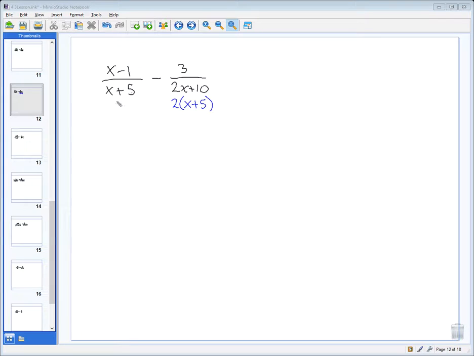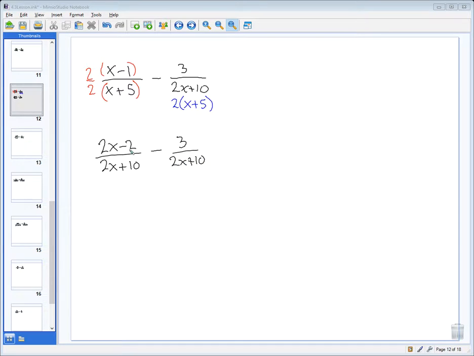Notice that this one on the left already has the x plus 5, so you just need to multiply top and bottom by 2. And we can do that because 2 divided by 2 is 1. We're not changing the value of the fraction, we're just multiplying by 1. So now this first fraction becomes 2x minus 2 over 2x plus 10. And the second fraction stays the same, which is 3 over 2x plus 10.